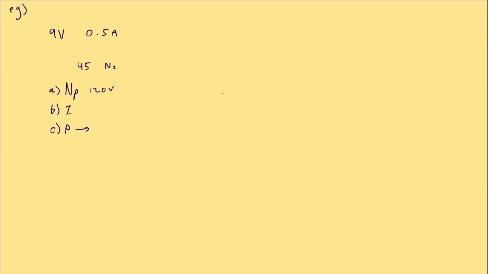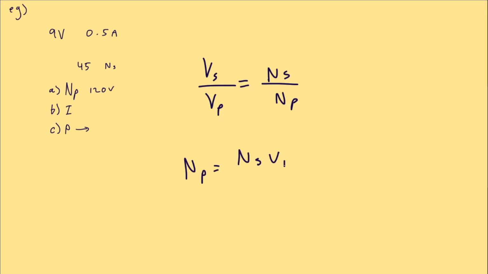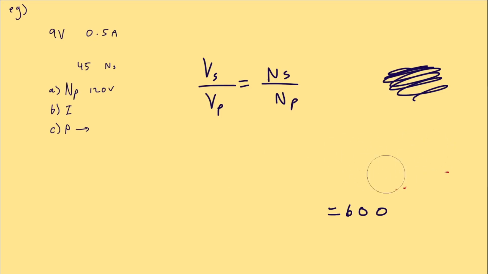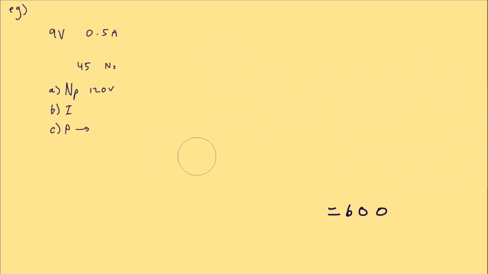First, remember our transformer equation, which is this. And we're going to use it to find Np, which is the primary coil amount of loops. Rearrange for Np, you get Np equals Ns Vp over Vs. The number of turns inside of our secondary coil is 45. The voltage coming through our primary coil is 120. And the voltage on our secondary coil is 9, giving us 600 loops for our coil. Let's keep that number in mind and solve the second problem, which is current.